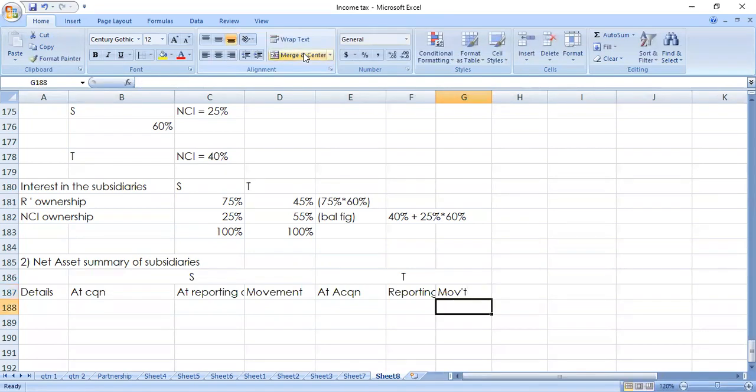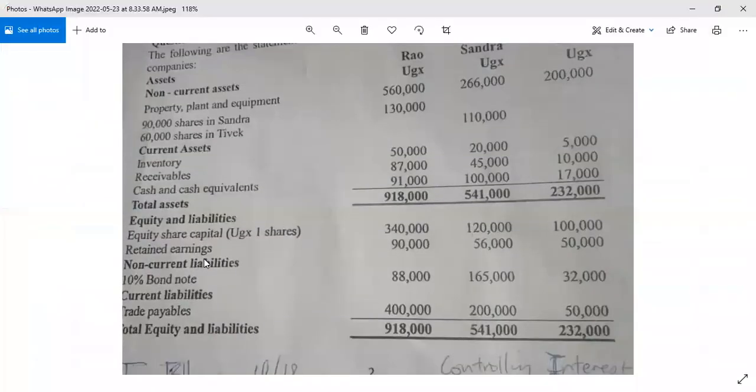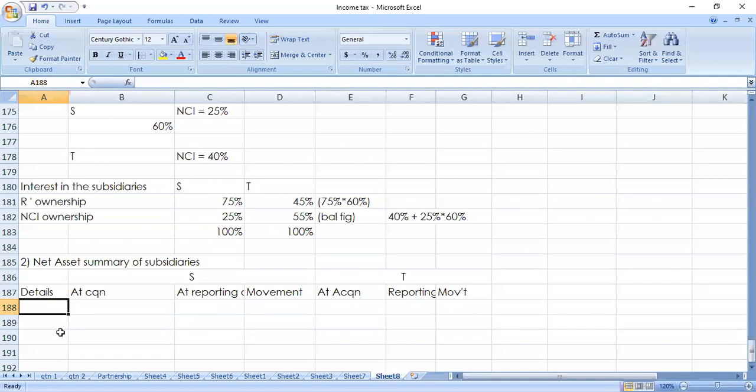Okay, so the same way we've been doing things. So you go to your balance sheet under the equity section and you move all those items. So under the equity section of Sandra's, we have equity shares and then earnings only. So come and show those. Okay, equity shares and earnings.